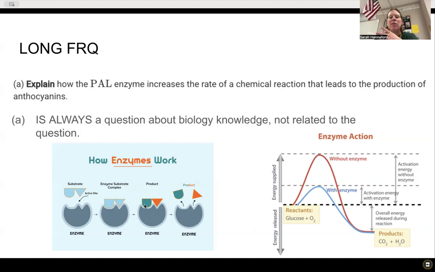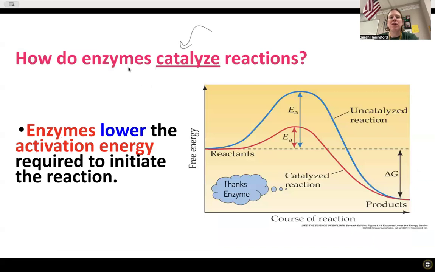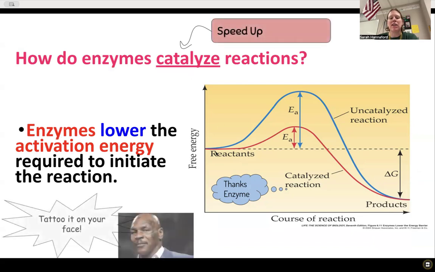So something about the reaction occurring because of the enzyme was what it was looking for, and not just what PAL does. So it was not looking for PAL turns on and makes pigment production. So just remember that on the long FRQ, the both of them, A should be just knowledge that you have from this course, not necessarily related to the questions. So just remember that enzymes catalyze reactions by lowering, which means to speed up by lowering, the activation energy.